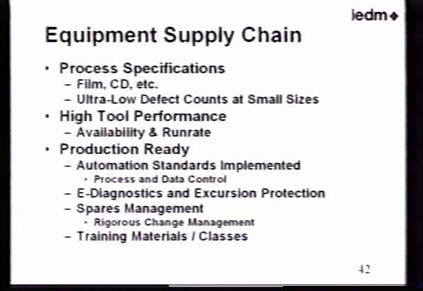Process specifications, that's why we buy the equipment, to put down the films that we need. The film control has to be better. The defect count has to come down. We have to have high tool performance. We can't continue on this trend of ever increasing multiplicative effects of the cost without getting improvements in terms of the availability and the performance of the equipment itself. And they must be fully production ready.